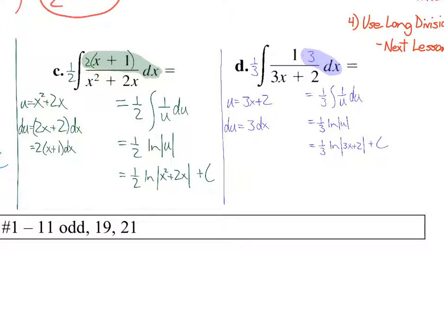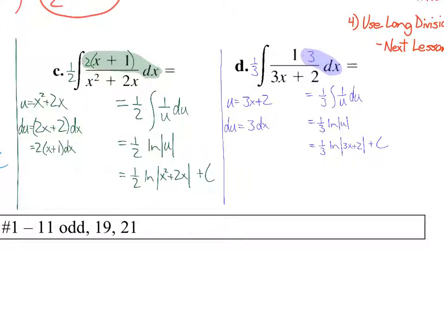And then D, we're missing the 3 in the du. So we multiply by a 3, multiply by a 1/3, and we get 1/3 ln of absolute value of 3x plus 2 plus c.